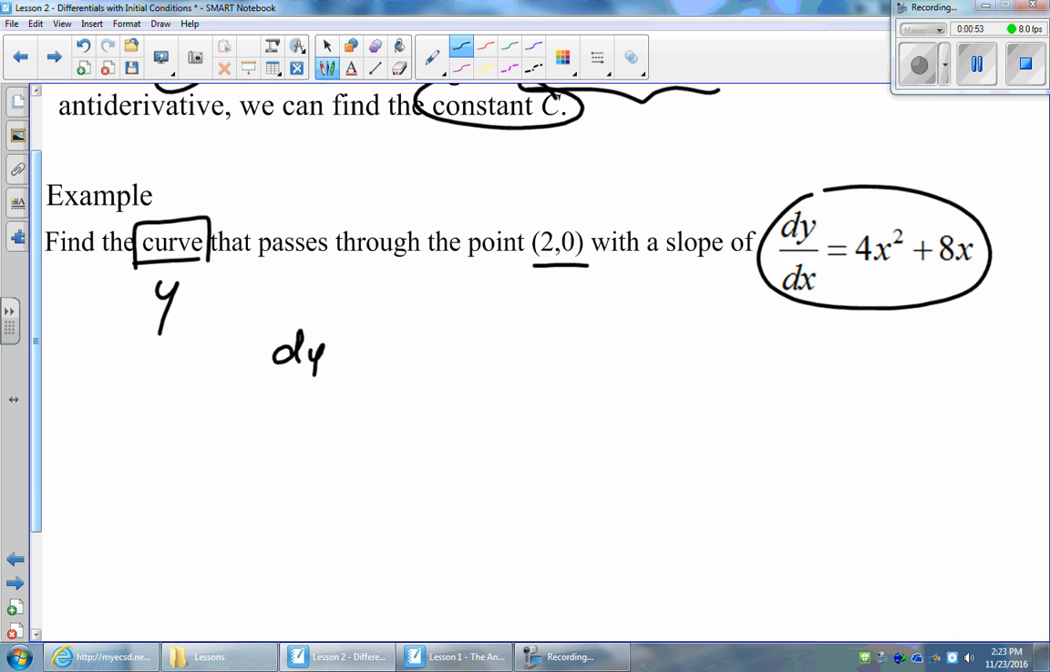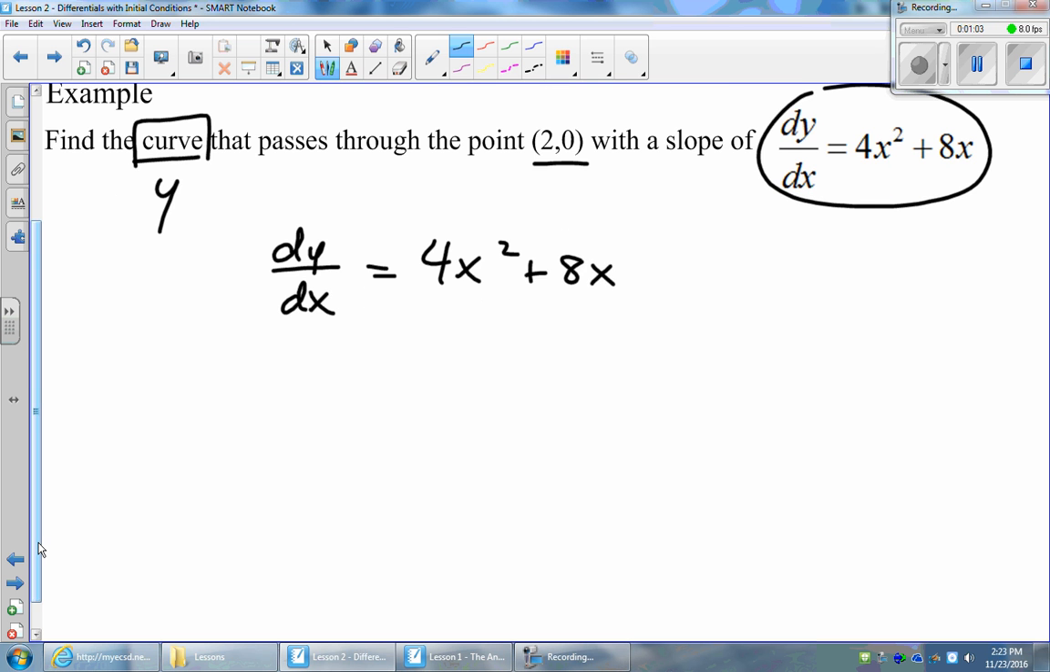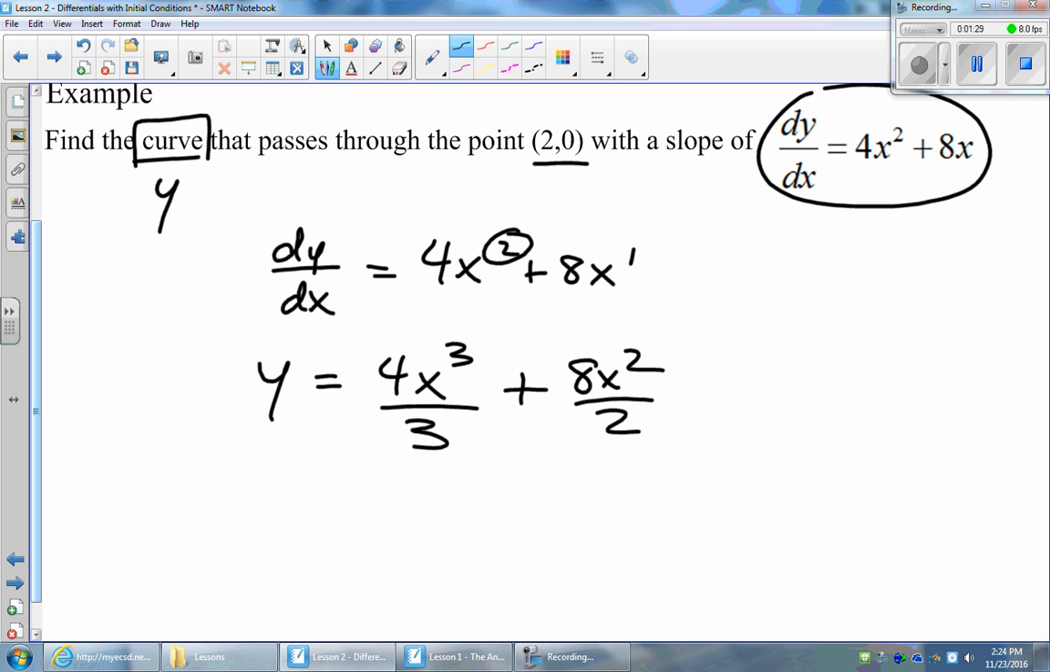So I'm going to start with dy/dx, and that's given as 4x squared plus 8x. When we take the antiderivative, we have to add 1 to the exponent and then divide by that new exponent. So instead of writing dy/dx, it's now just y, because we are going in reverse. I will write 4, raise the exponent 2 by 1 to get 3, and divide by that new exponent, 3. With 8x, this is 8x to the power of 1, so I add 1 to the exponent, which gives me 8x squared, then divide by the new exponent, which is 2.